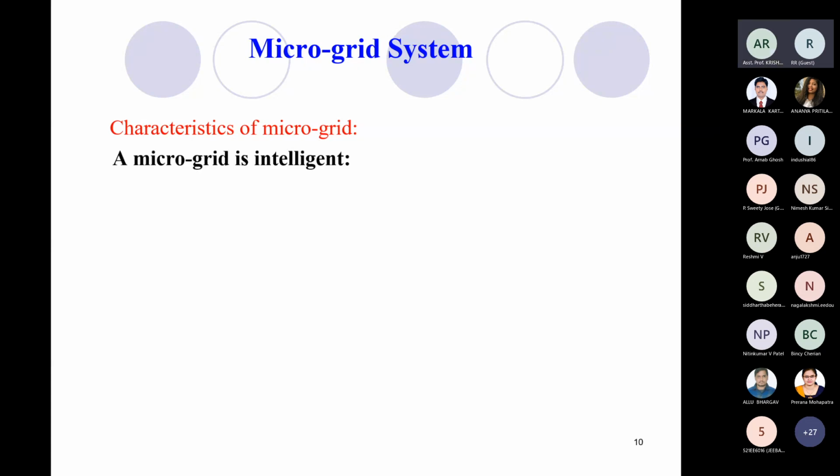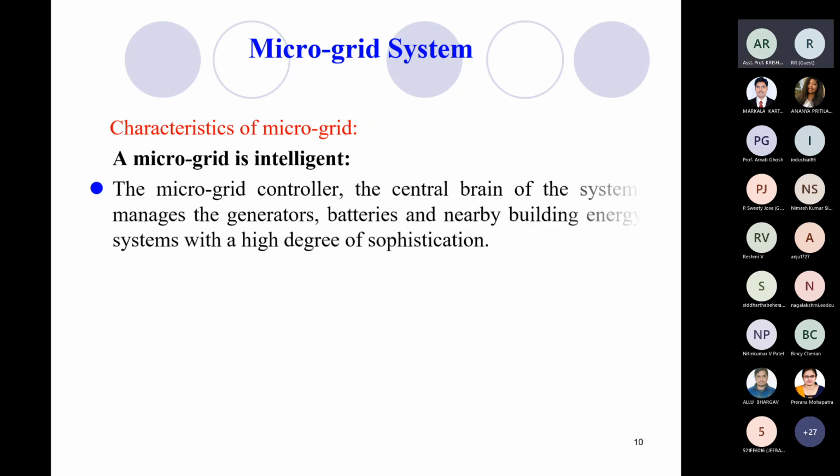It is intelligent. Why is it called intelligent? Because in every microgrid there will be a controller, which is the central brain of the system. This controller will manage the generators, the storing devices, that is batteries, and obviously the demand of the customer with a high degree of sophistication. So that is why it is intelligent.